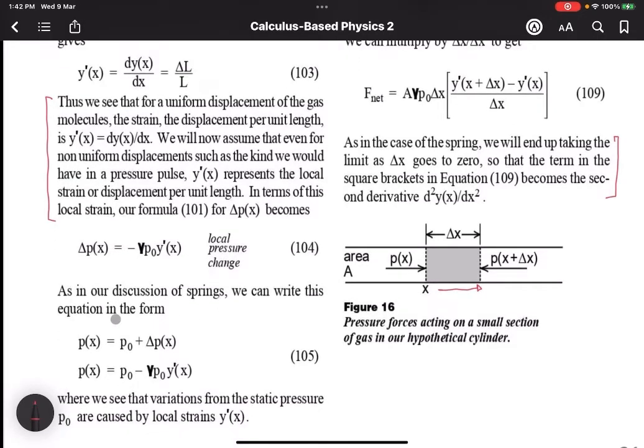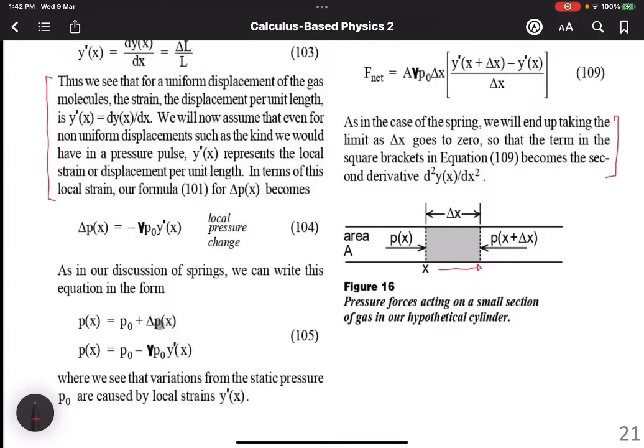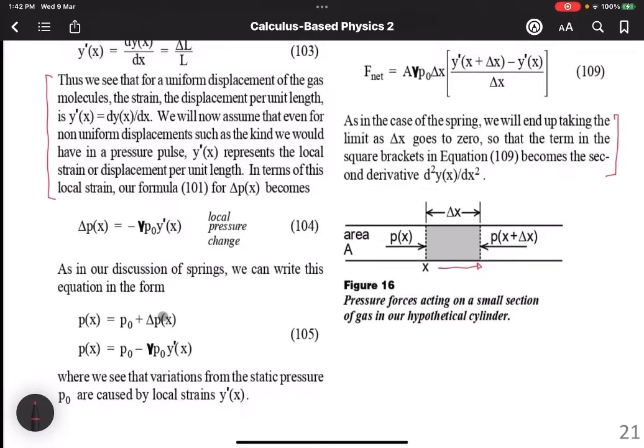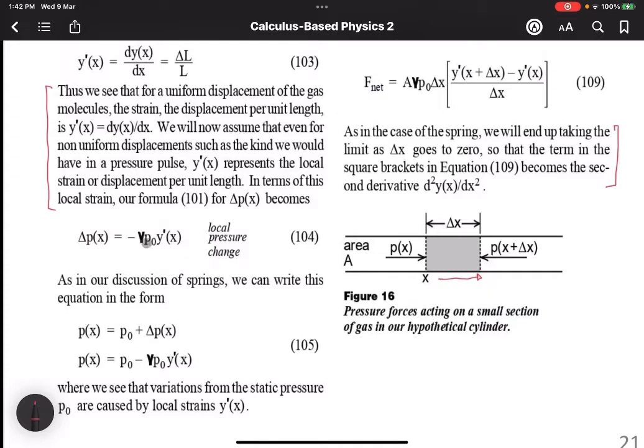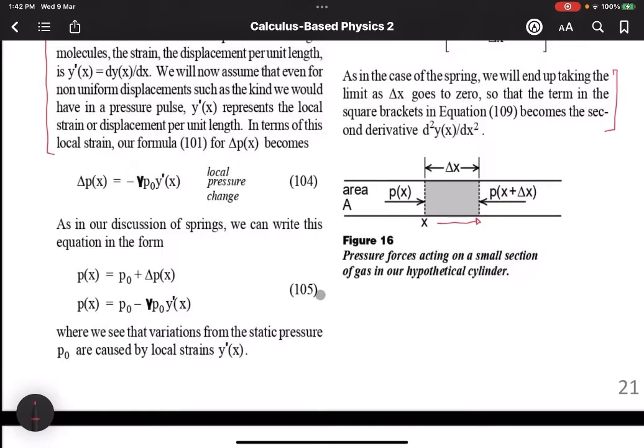We can write this equation in the form Px is equal to P0 plus the change in pressure Δpx. Also, Px is equal to P0 minus γ P0 times ∂ψ/∂x. So the change in pressure Δpx is equal to our local pressure change. So we just replace it and we will have this equation 105.